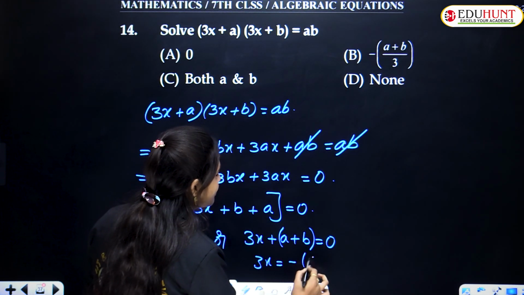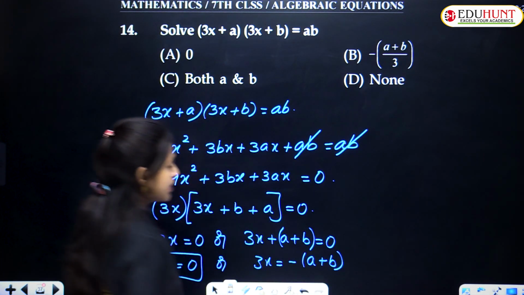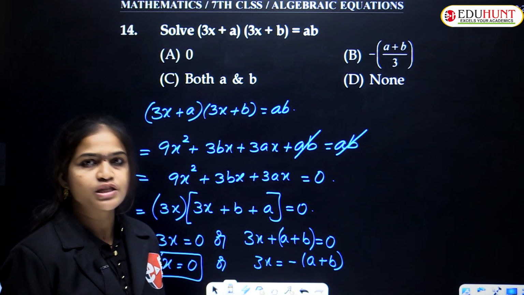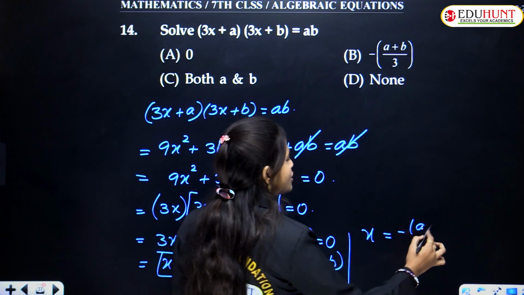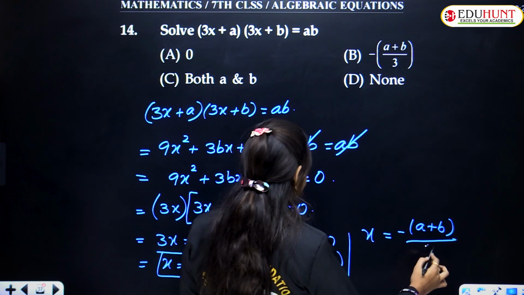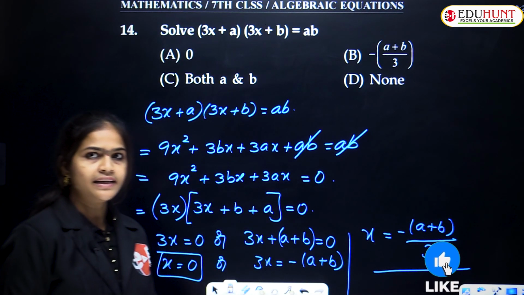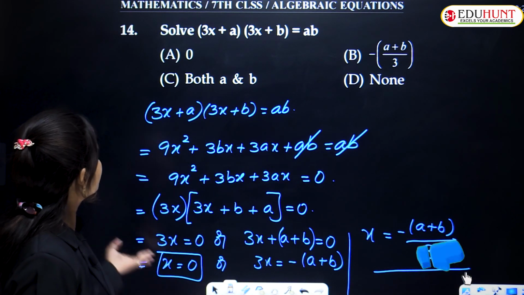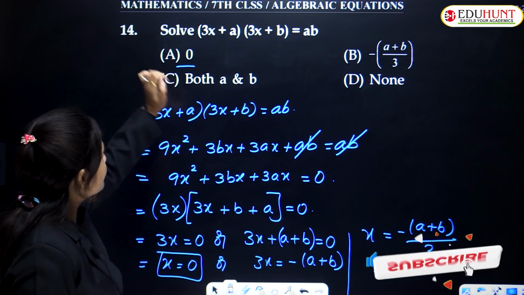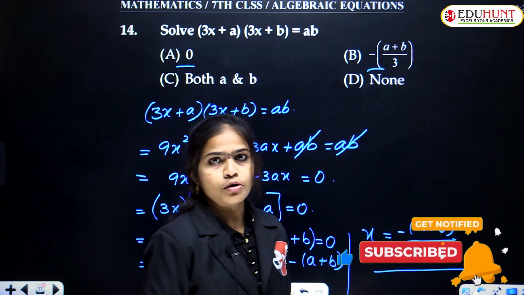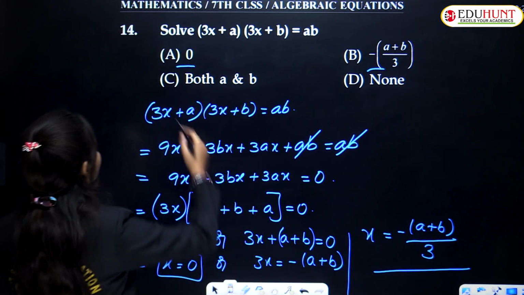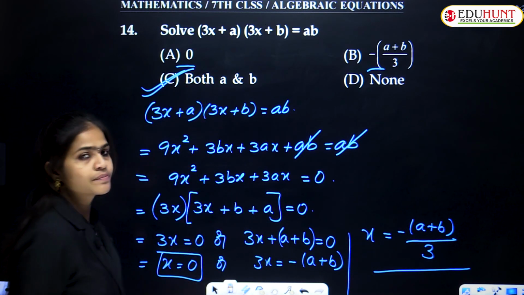So, that one becomes minus of a plus b. Plus of a plus b becomes minus of a plus b. So, from this one, x is equal to minus of a plus b whole by 3. So, here which options are correct now? x is equal to 0 satisfying and x is equal to minus a plus b by 3. Okay. So, which option is correct here? Yes, option C is correct.